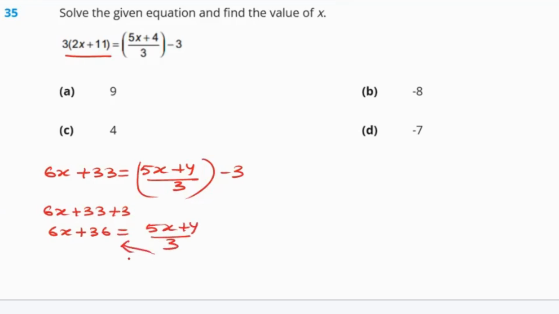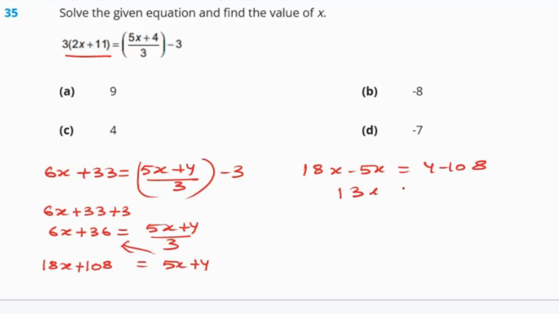This 3 we can take that side, so it becomes what? 3 6 are 18 plus 3 6 are 18, 8 plus carry over 1, 3 3 are 9 plus 1, 10. 108. Okay. So this will equals to 5x plus 4. When we are going to solve it further, so we will be getting 18x minus 5x is equals to 4 minus 108. So here we are getting 13x is equals to minus 104. So the value of x we will be getting, that will equals to minus 8. Okay, so our answer is option B, minus 8.